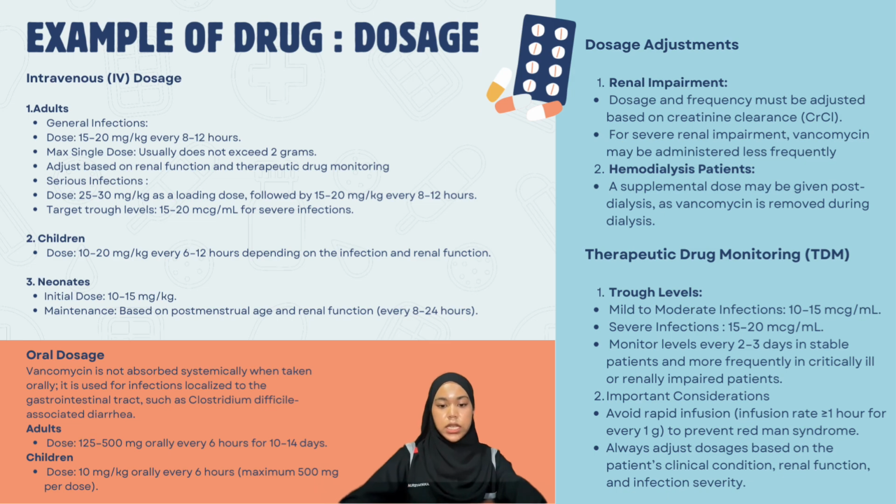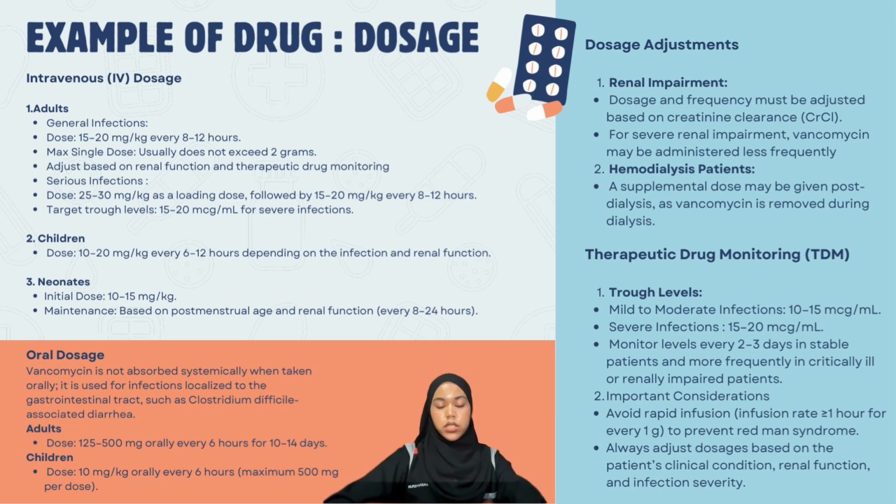For children, the dosage ranges from 10 to 20 mg per kilogram every 6 to 12 hours depending on the infection type and renal function. In neonates, the initial dose is 10 to 15 mg per kilogram with maintenance doses adjusted based on the postmenstrual age and renal function, which typically is given every 8 to 24 hours.